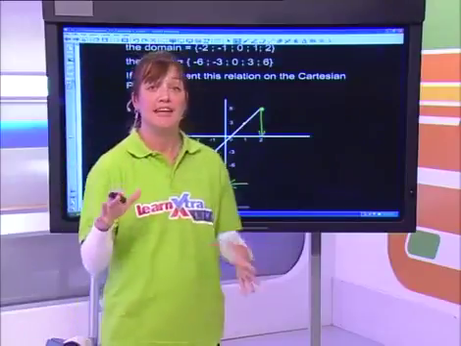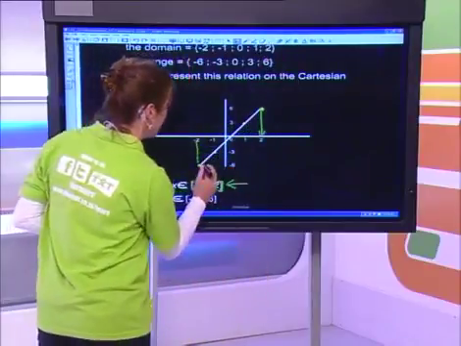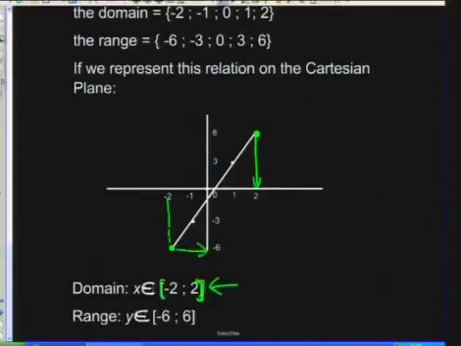Now let's have a look at what the range would be. Now the range, don't forget, is the y values. What was the lowest y value, up to your highest y value, which means we're looking at it in this direction here, up to there. So our lowest y value is -6, and our highest is +6. And again, I'm using square brackets to indicate that they are being included.